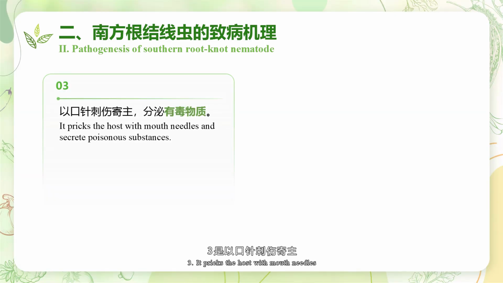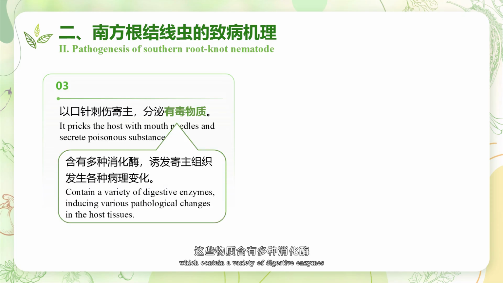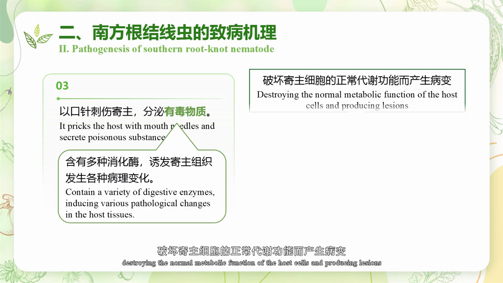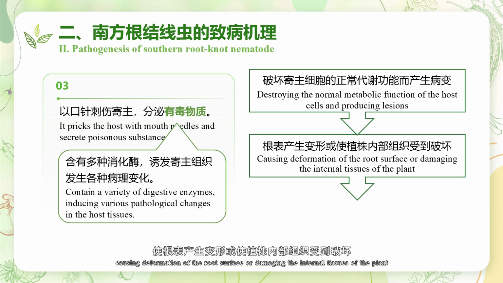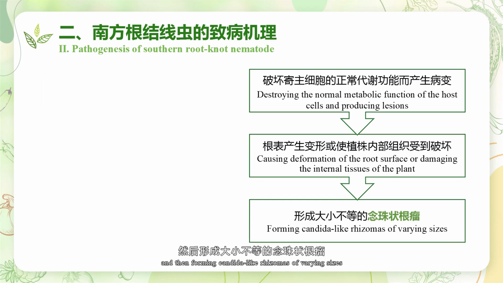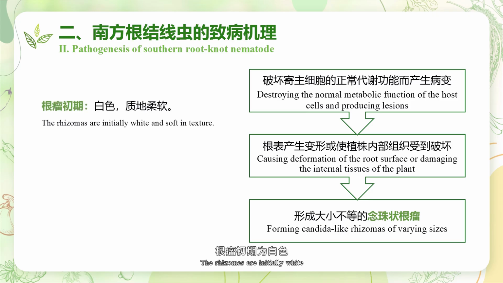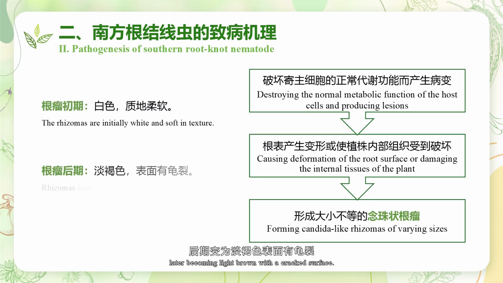3. It pricks the host with mouth needles and secretes poisonous substances which contain a variety of digestive enzymes, inducing various pathological changes in the host tissues, destroying the normal metabolic function of the host cells and producing lesions, causing deformation of the root surface or damaging the internal tissues of the plant, and then forming root knots of varying sizes. The knots are initially white and soft in texture, later becoming light brown with a cracked surface.